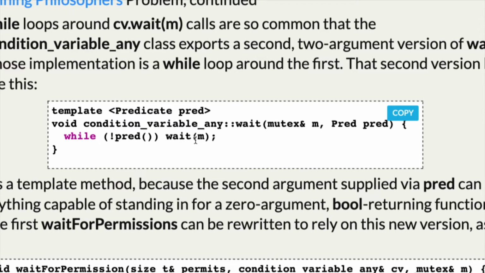Okay, so what could this predicate be? Well, it could be a function that checks to see if permits is 0 or not. Okay, that's what it is. You can't just pass in the value permits equals 0 because you need to check it every time and it could change. So if you tried to pass it in directly as that, you have to do it. So what do?